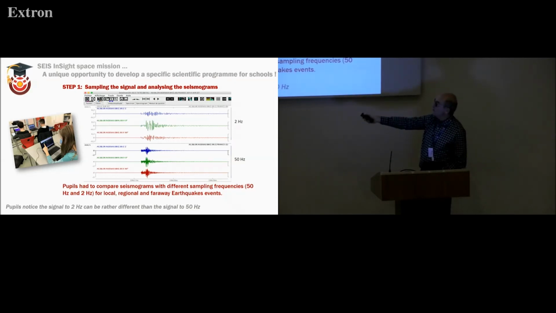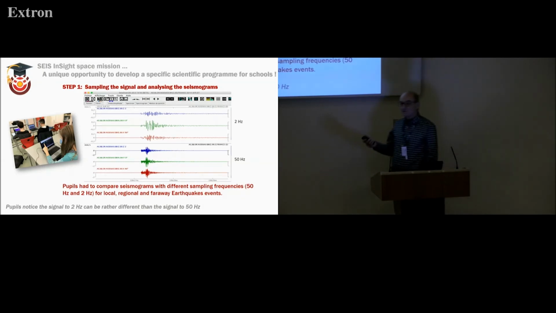And this is an earthquake on the Earth with 50 Hertz sampling. And we gave the students the same signal with 2 Hertz, just to show that it's not the same. So the students have to notice that the sampling frequency gives very different seismograms, not mainly for the faraway earthquake, because for those it's not so difficult, but for the local earthquake.